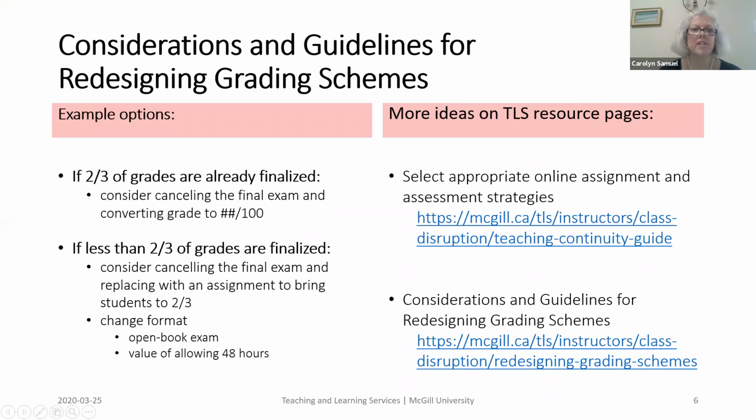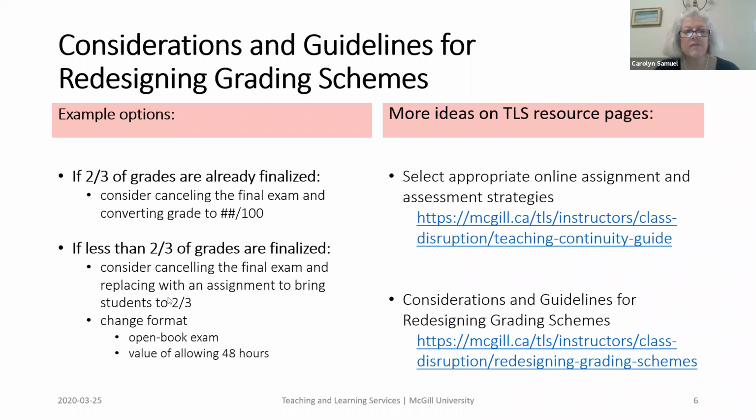We also wanted to make you aware of some considerations and guidelines for redesigning grading schemes. One guideline is, if you've got 2/3 of students' grades already finalized, maybe just cancel the final exam and convert the grade to something over 100. That's simple. So remember, keep it simple. 2/3 is a guideline though. It could be a little bit more, it could be a little bit less. It always has to be appropriate for your course context.